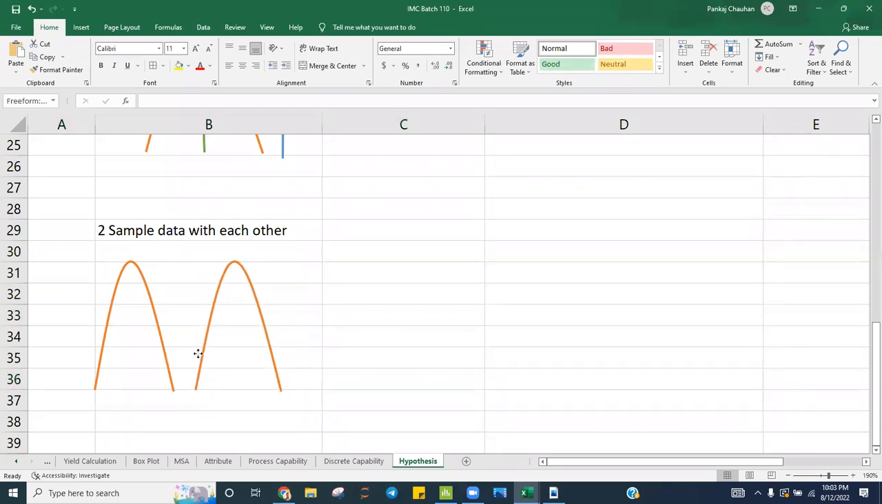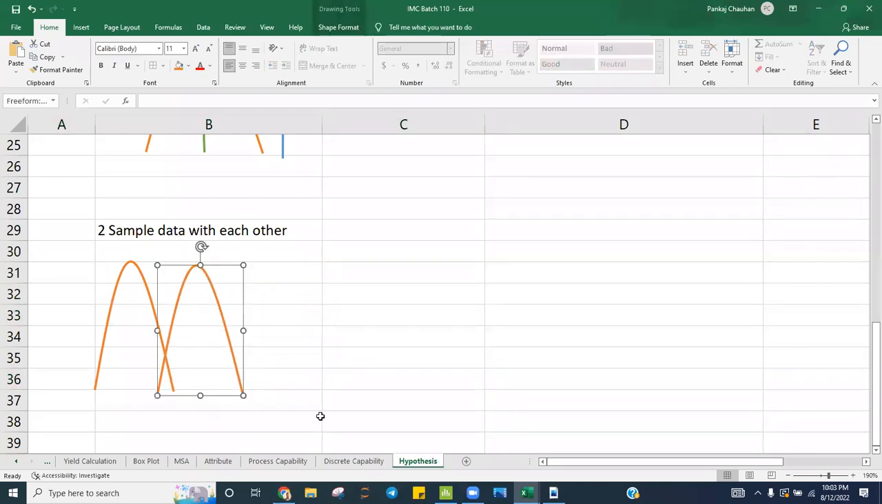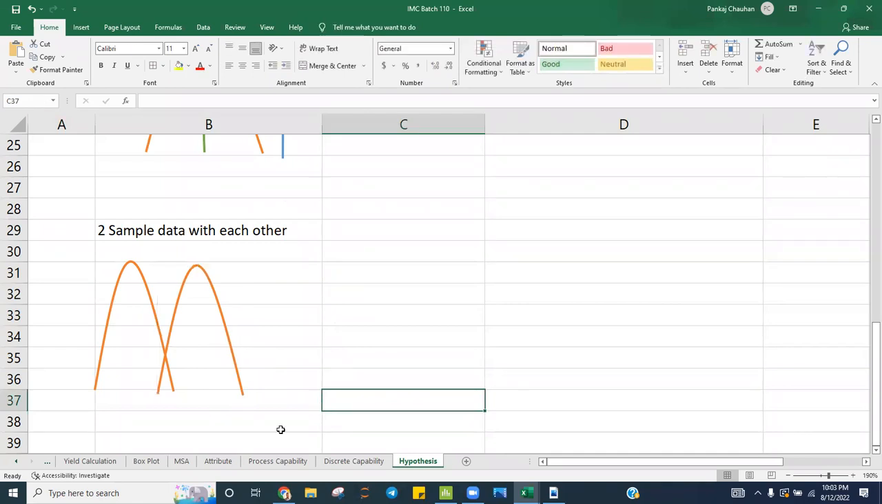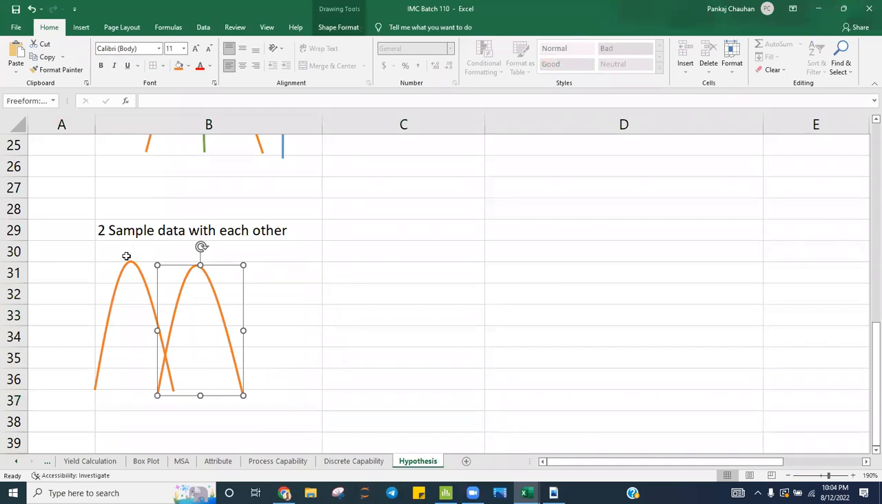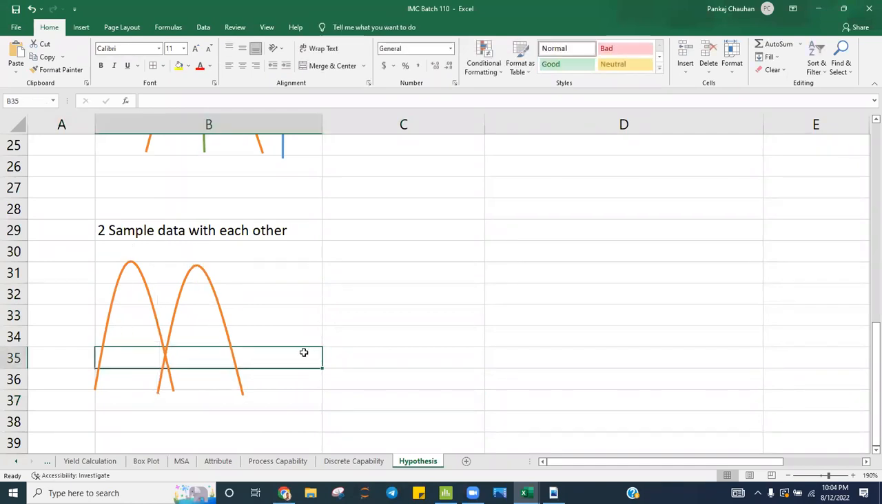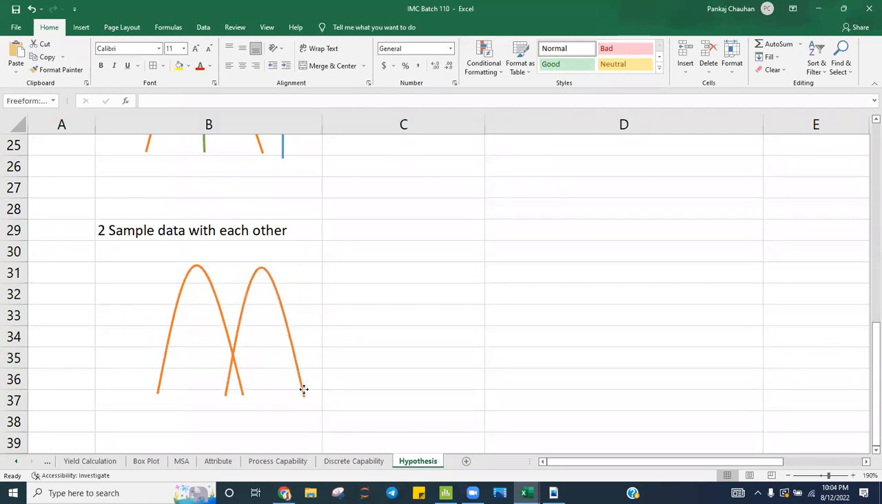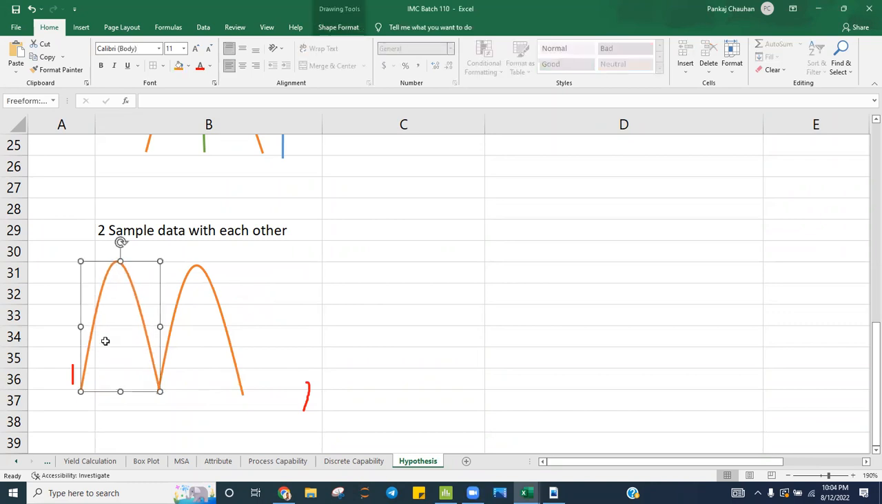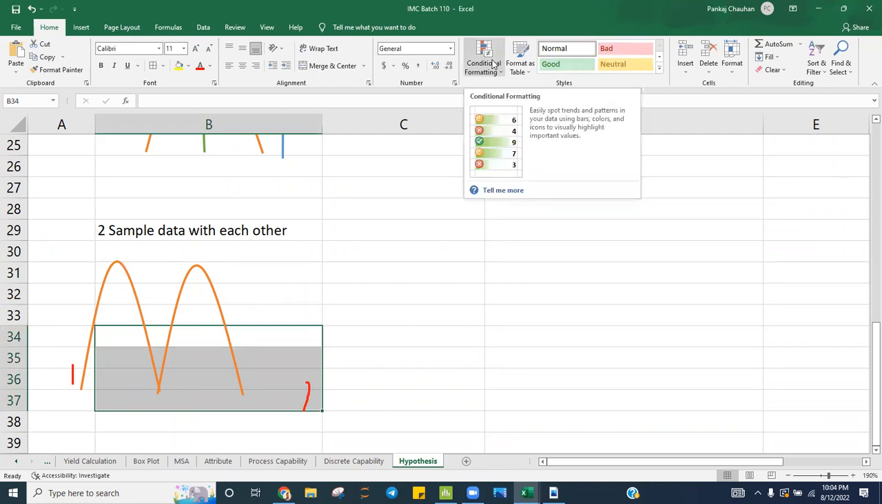If they somehow overlap with each other like this, then based on the area they are overlapping, your p-value will come. And if they are overlapping, this is a case of null hypothesis and the p-value will be greater than 0.05, from here to here. So this is the total range. I start the data from here and finish it here. If I pick up this, this value goes from here to here like this, right? So this is the complete area which will be your null hypothesis.